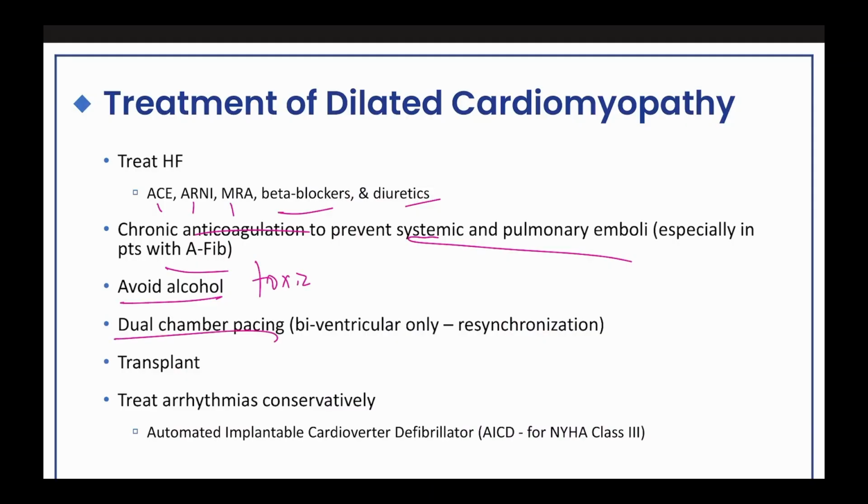Dual chamber pacing if you need the resynchronization, meaning the left side of the heart beats before the right, or the right beats before the left, but they don't beat together. When that happens, the heart kind of rocks in the chest. It doesn't just sit there and squeeze. It kind of wiggles back and forth because of the way that the walls are squeezing.